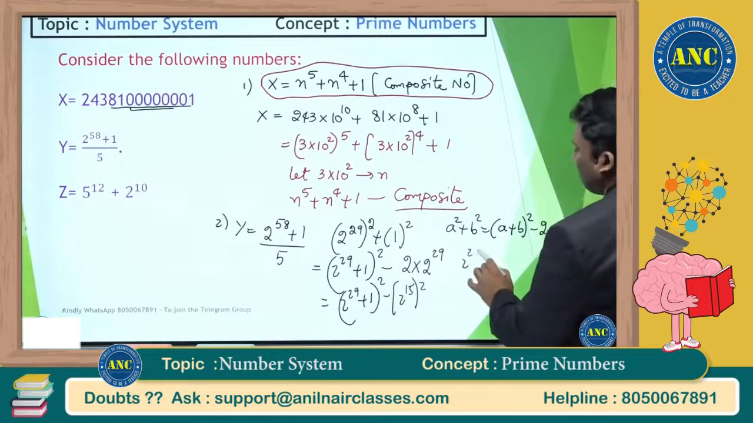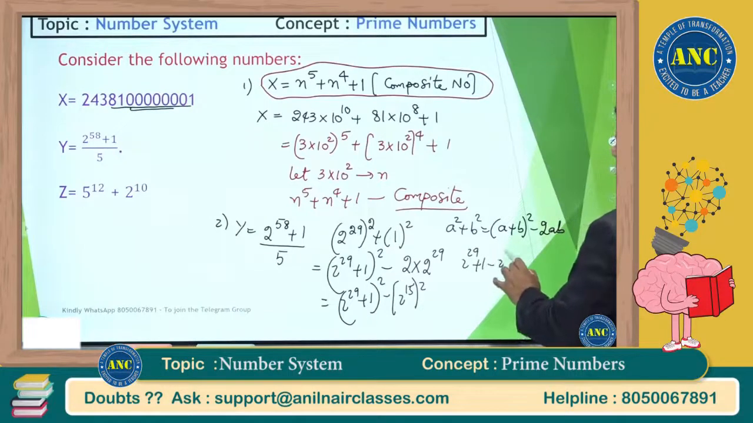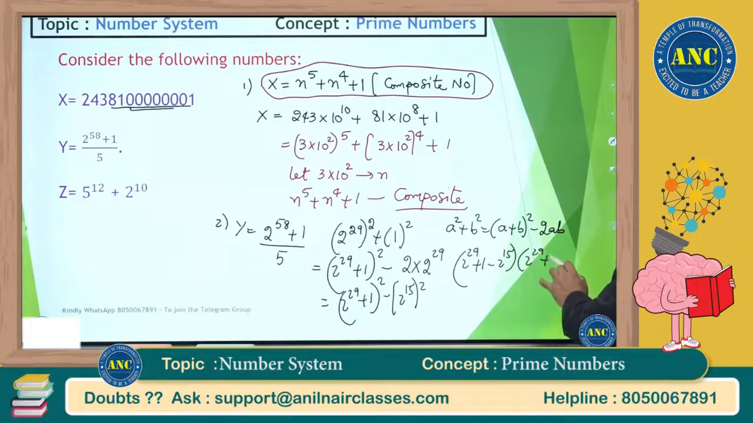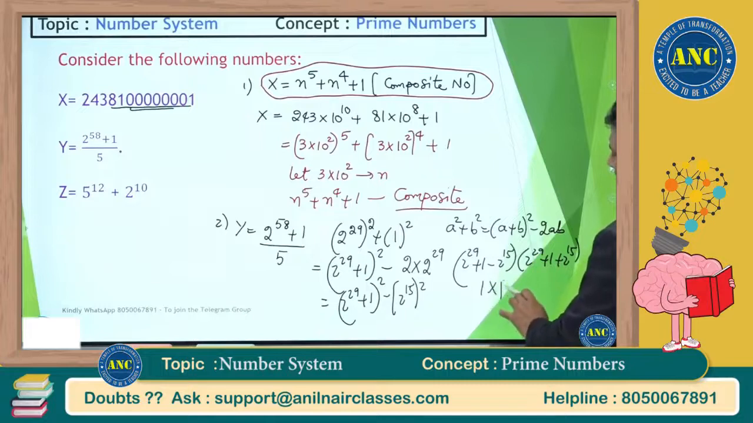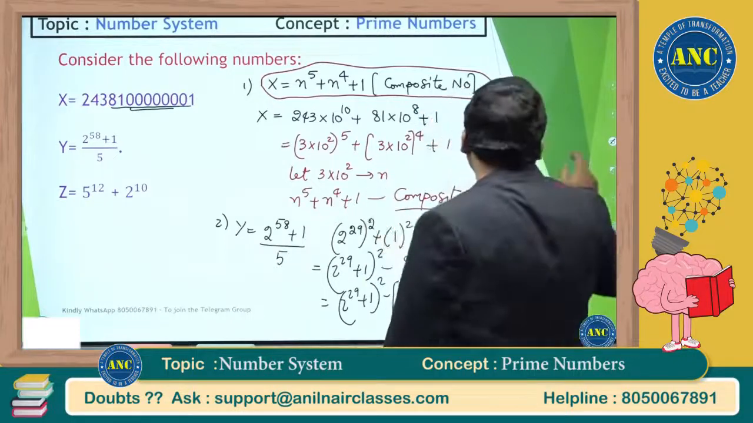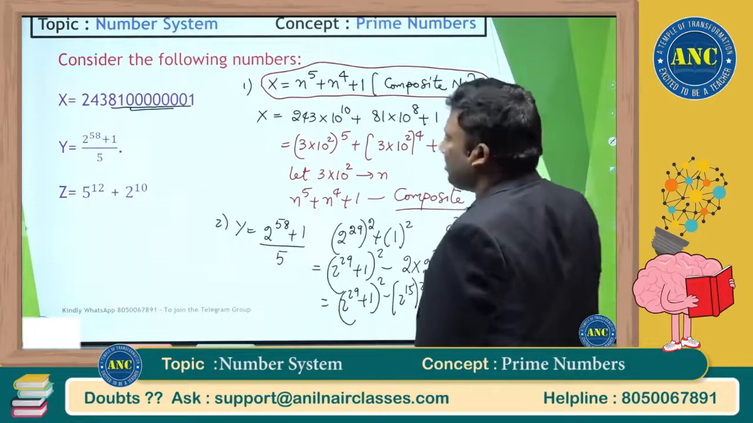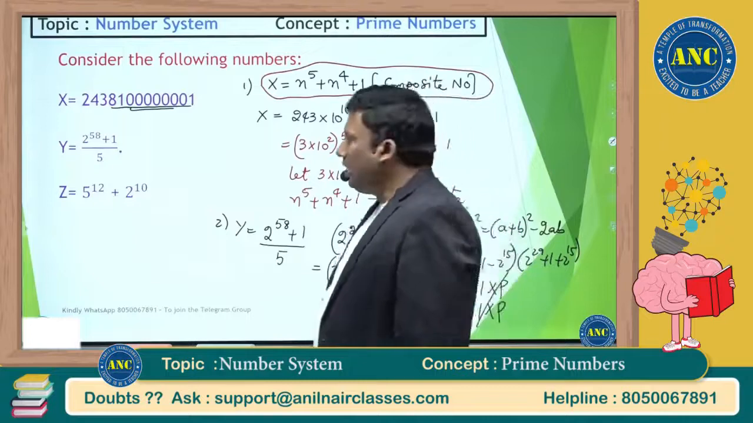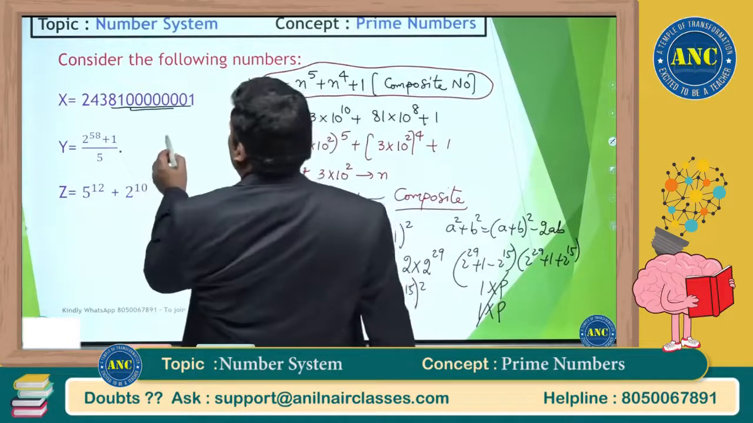A square minus b square is a minus b and a plus b. If it is a prime number, it should have 1 as a factor. There is no 1 as a factor. So the answer is it is composite. Divided by 5, definitely yes.